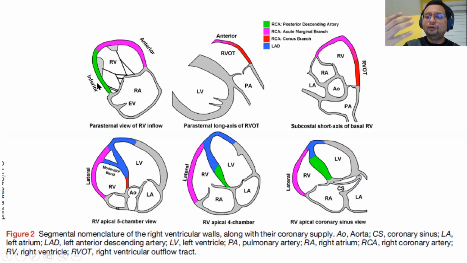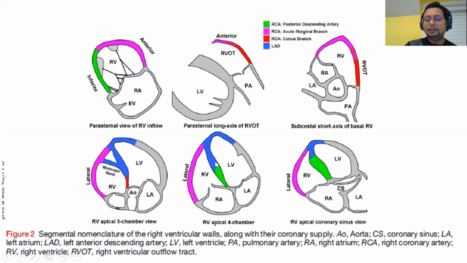The RV inflow view is one of the unique views. You see the RV inferior wall. This is supplied by the PDA branch of the right coronary artery. Now the anterior and RV free wall is actually supplied by the marginal branch of the right coronary artery. You can see the basal septum of the right ventricle is supplied by the PDA branch of the RCA.